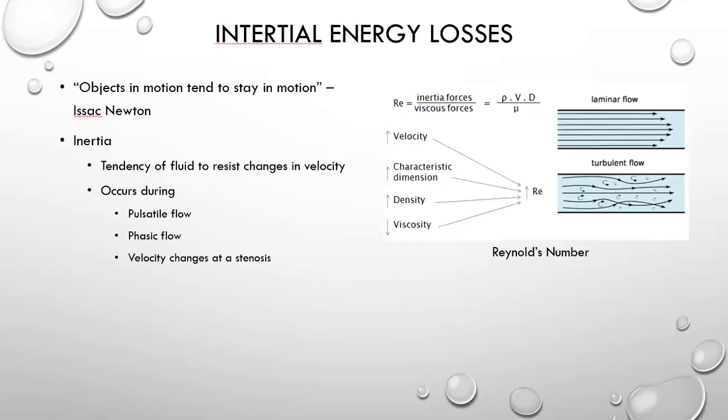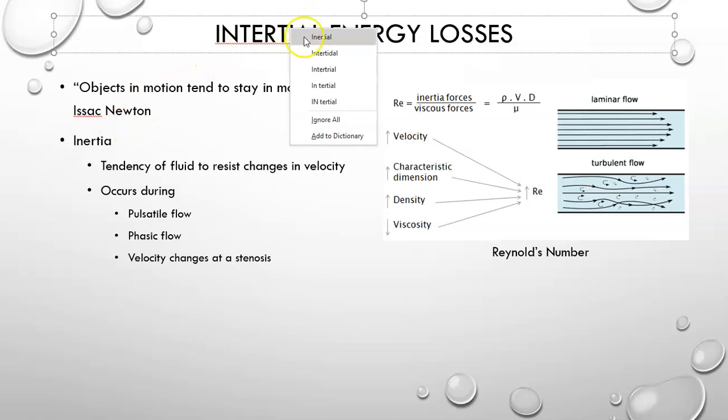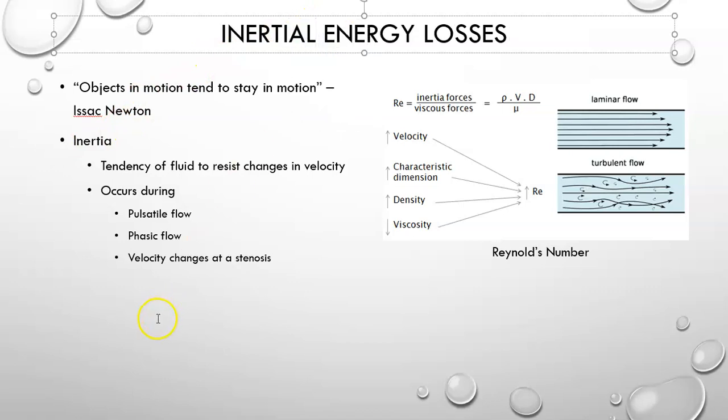Inertial energy losses are due to the fact that the blood wants to stay either in motion or at rest. So due to the heart pumping, there's a constant change of moving and slowing down, moving and slowing down, and this results in inertial energy losses.